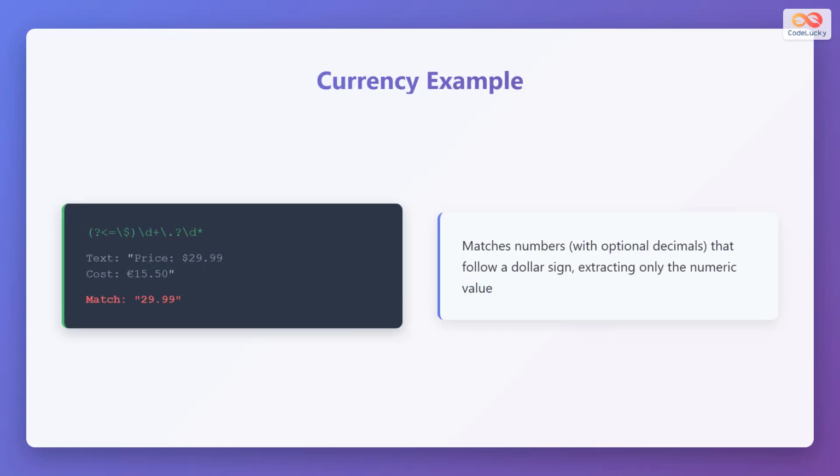Let's consider a more advanced example, using look-behind to match currency values. Suppose we have the pattern (?<=\$)\d+\.?\d*. This pattern matches numbers with optional decimals that follow a $. The $ sign itself is not included in the match. If we apply this pattern to the text "price $29.99 cost euro 15.50", the regular expression will identify the $ sign followed by a numerical value and extract the numeric value, 29.99. The euro amount will not be matched because it doesn't have the $ sign before it.